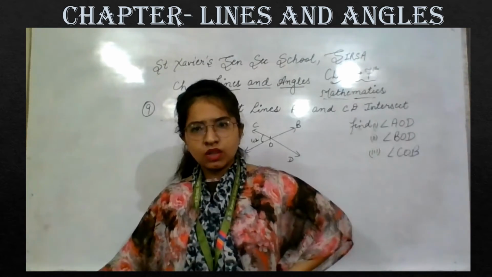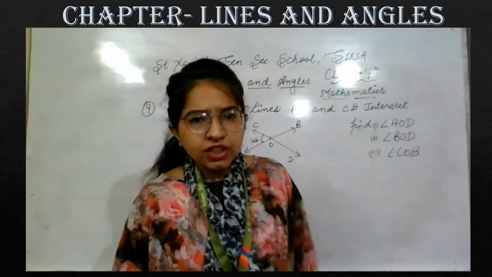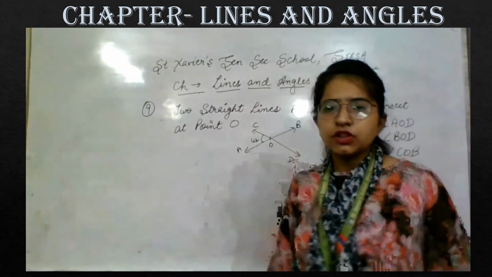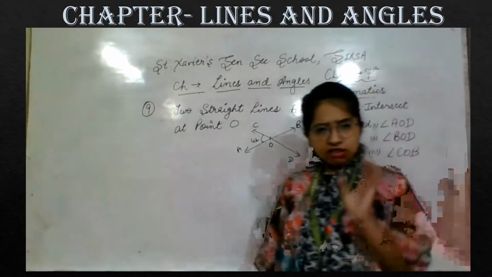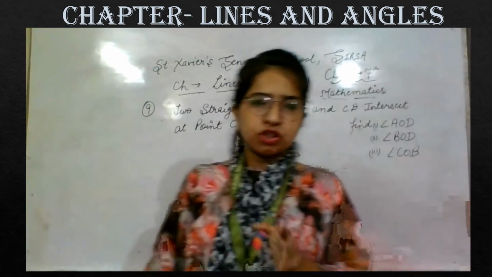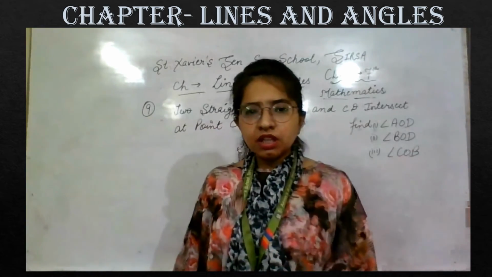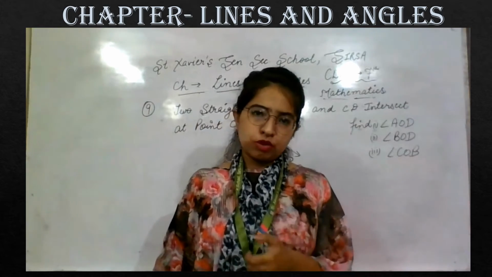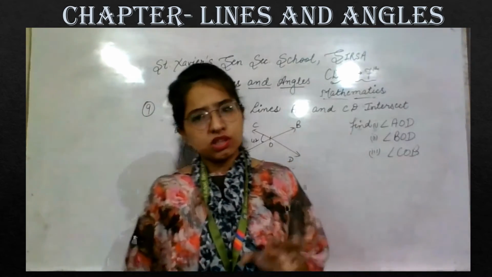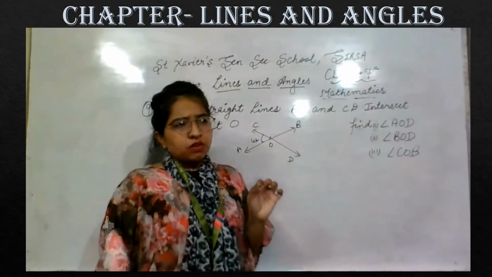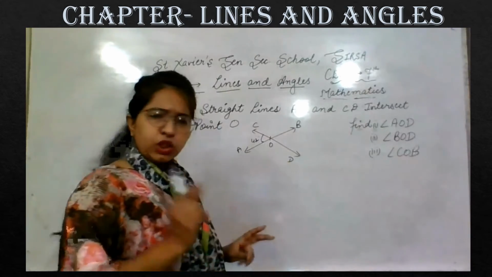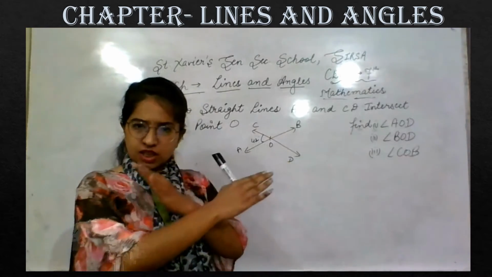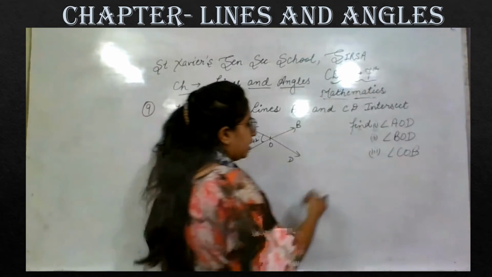See, before starting question number 9, students, first of all, I would like to explain one concept, that is vertical opposite angles. Linear pair, I have explained to you. Now I'm going to explain vertical opposite angles. So listen to me carefully. What are vertical opposite angles? When two lines intersect each other.